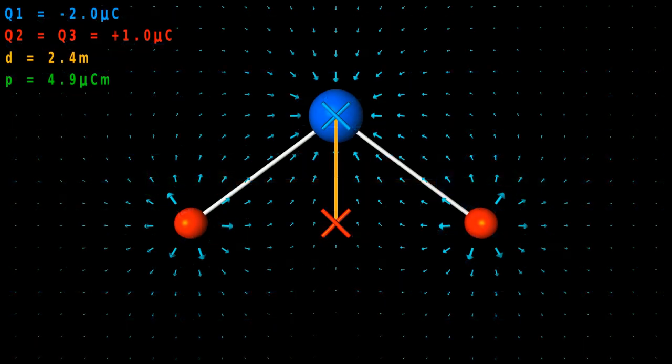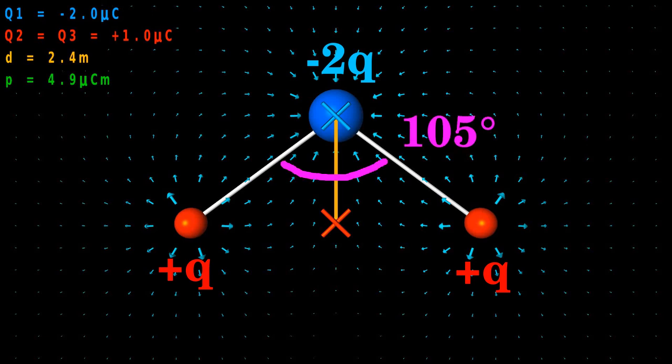Let's have a look at a simple model of a water molecule, composed of three particles arranged in an angle of 105 degrees, with the magnitude of the negative charge at the top being equal to the sum of the two positive charges at the bottom.